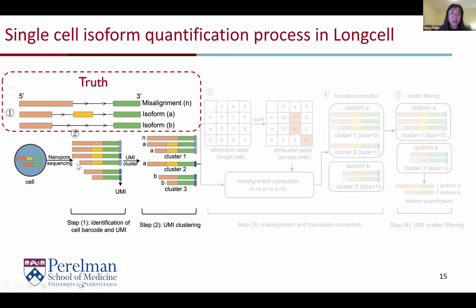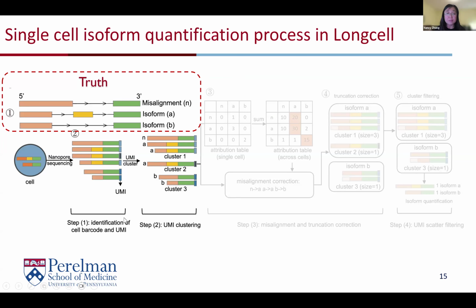And then after mapping, or concurrently with mapping, you identify the cell barcode and UMI from the read. That actually took us a long time to figure out how to do, and other groups have worked on this problem and found good solutions for it. So I'm going to skip that step because I think that is a solved problem now, how to identify the cell barcode and UMI from the long read.